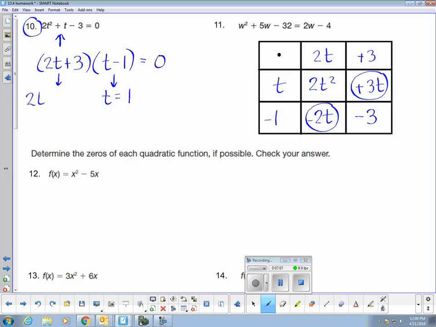So the question is what number for t would make all of this equal to 0? What number t would give me an answer of 0? So I'm going to subtract 3 from both sides, gives me negative 3. And then I'm going to divide by 2. So negative 3 halves is my second root.